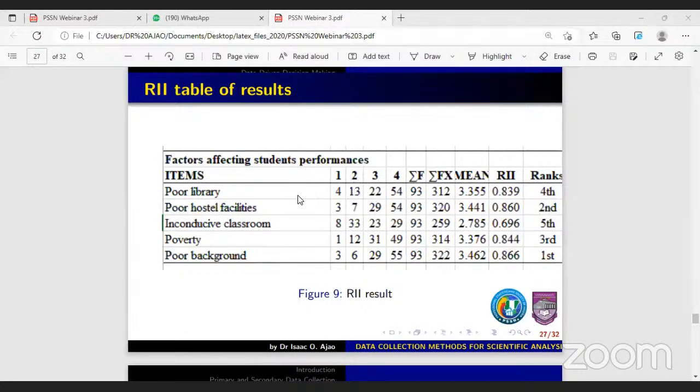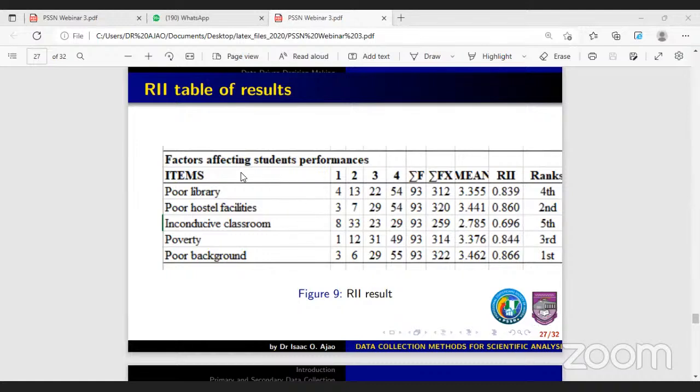You have collected this data using a questionnaire. You use SPSS, you use R, you use whatever. Now you want to use RII. I'm trying to work on this kind of tool. Up to now, if anybody wants to help me write a program on it, so that you'll be able to do it on R, for now, I'm still working on it. How do we do it on R?